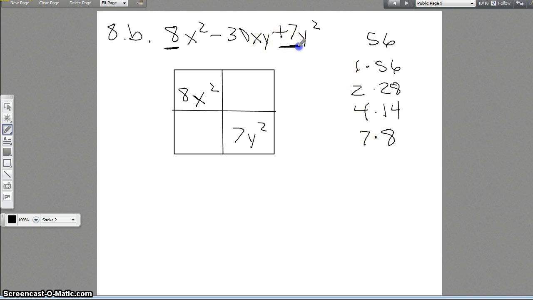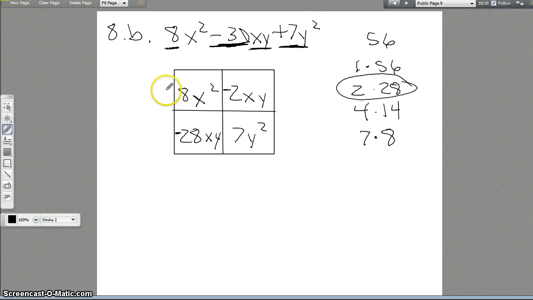Now, this is a plus sign in front of our last term. That means we're going to add our factors together. They need to add to 30. Well, 2 and 28 is the pair that adds to 30, so we're going to put a 2 and a 28. They both need to be negative because this is negative, so negative 2 and negative 28. And they need to be xy's, so xy.